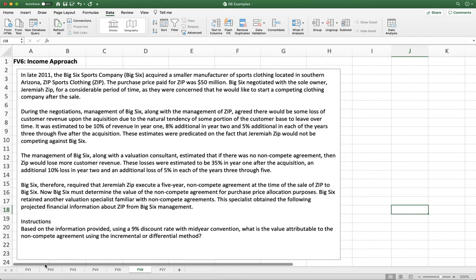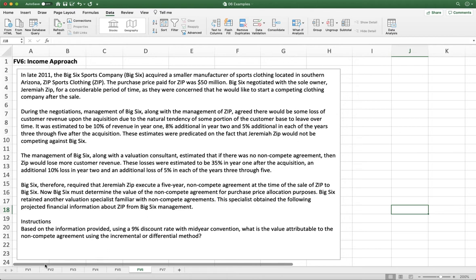During the negotiations, management of Big Six, along with the management of Zip, agreed that there would be some loss of customer revenue upon the acquisition due to the natural tendency of some portion of the customer base to leave over time. It was estimated to be 10% of revenue in year 1, 8% additional in year 2, 5% additional in each of the years 3 through 5 after the acquisition. These estimates were predicated on the fact that Jeremiah Zip would not be competing against Big Six.